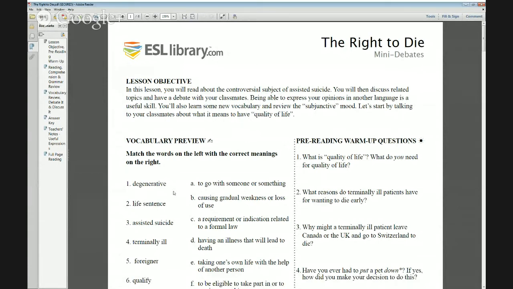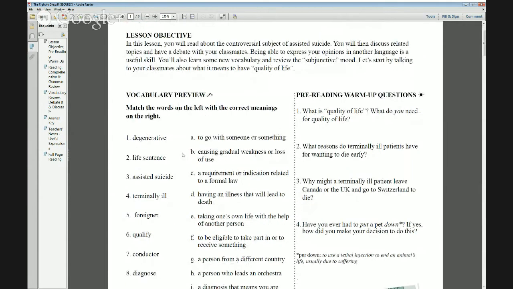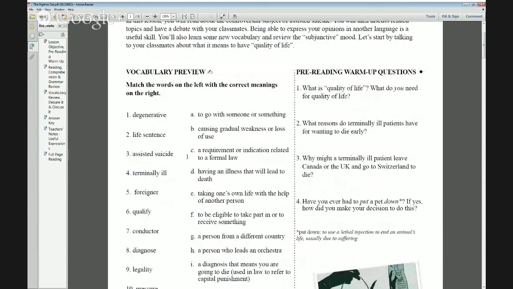So let us just go through this mini debates PDF. Like I mentioned before, it's about the right to die. Yes, so we're supposed to discuss this topic with the students. Since there are none in here, we'll just go through the vocabulary and then we will read the text.